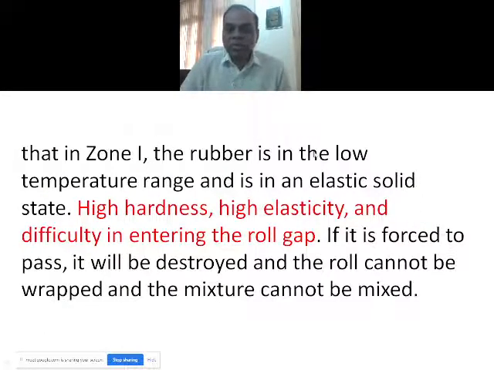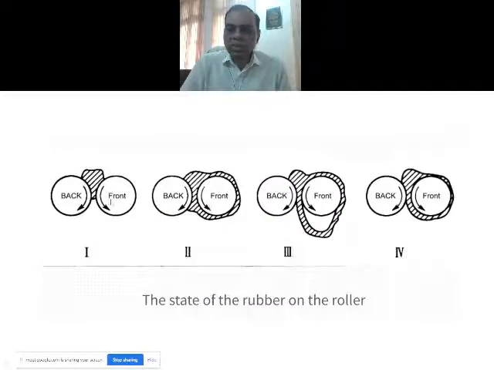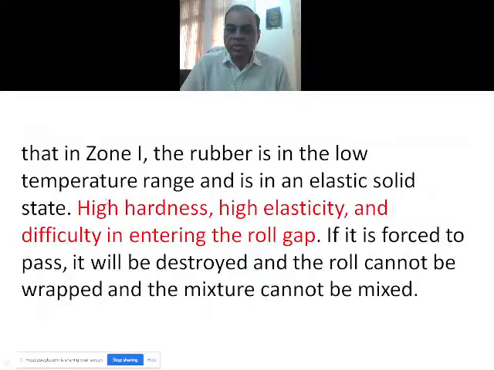In zone 1, the rubber is in the low temperature range and is an elastic solid. You understand? Zone 1 is here. There is no band formed yet. High hardness, high elasticity, and difficulty in entering the roll gap. If it is forced to pass, it will be destroyed, the roll cannot be wrapped, and the mixture cannot be mixed. So in zone 1, we are dealing with material which is discrete and doesn't form a band.